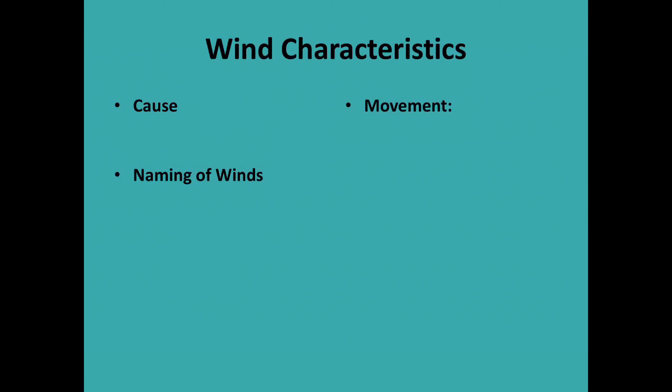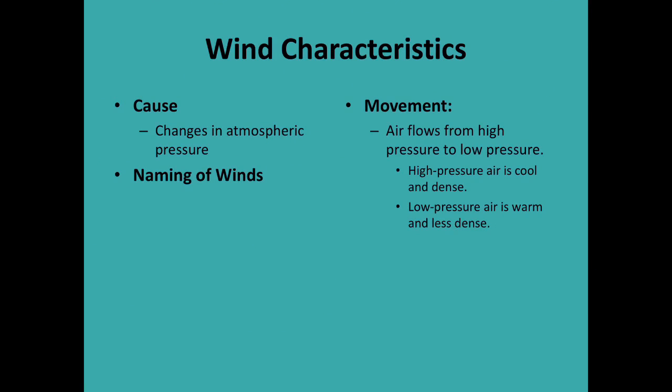Now, characteristics. What causes the wind? Changes in atmospheric pressure. You saw in the last section of notes, high and low pressure is always moving around the globe, and in those systems and between them is always air moving, which is our wind. Air flows from the high pressure to low pressure. You saw that as well. And you'll see more activities today.